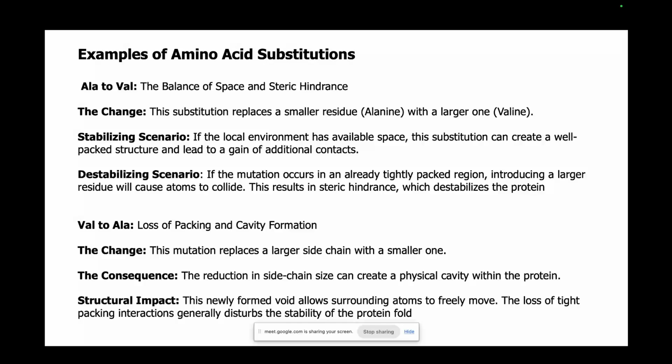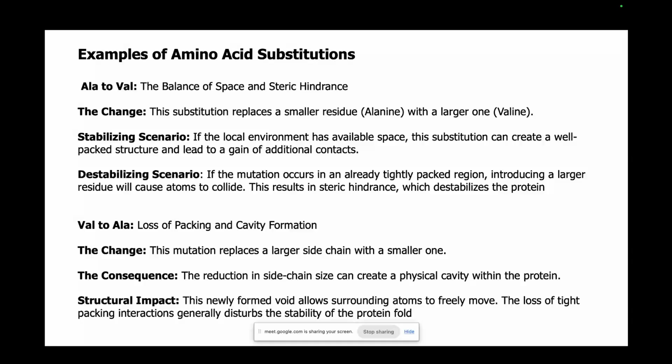If the local environment has available space, this can create a well-packed structure, and that can lead to gain of additional contacts, additional folding, additional interactions with other amino acids. But if it is already in a dense, tightly packed region, introducing a larger residue will cause steric hindrance, and it will destabilize the protein, right?